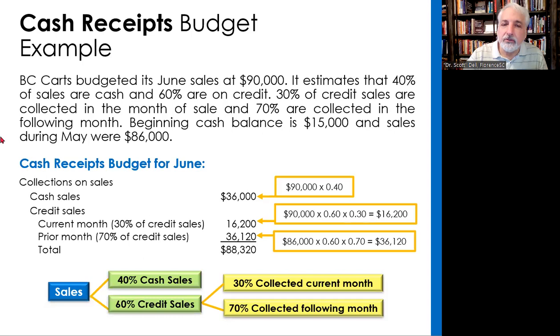Cash budget example here. So we budgeted what we have in sales. We estimate that 40% of sales are cash, 60% are credit. Of those 60%, 30% are collected in the month of sale, and 70% are collected in the following month. Collecting 100%, good deal. Beginning cash balance is $15,000, and sales during May were $86,000. So we go ahead and project out how much in cash collected, how much in the current month, and how much for next month, and we get some total budgets to go with that, from the prior month, in this case, 70% for the prior month.